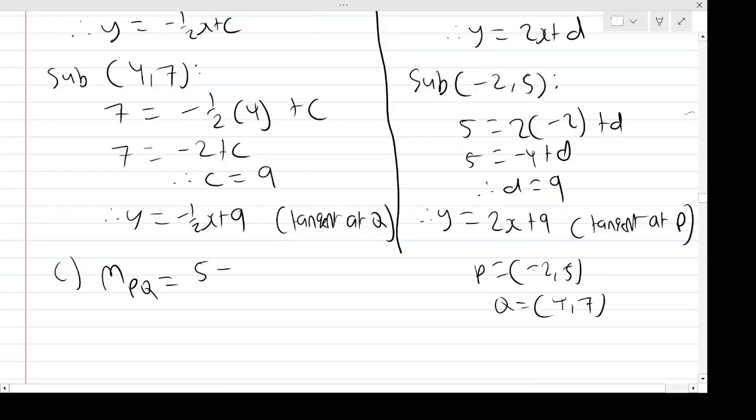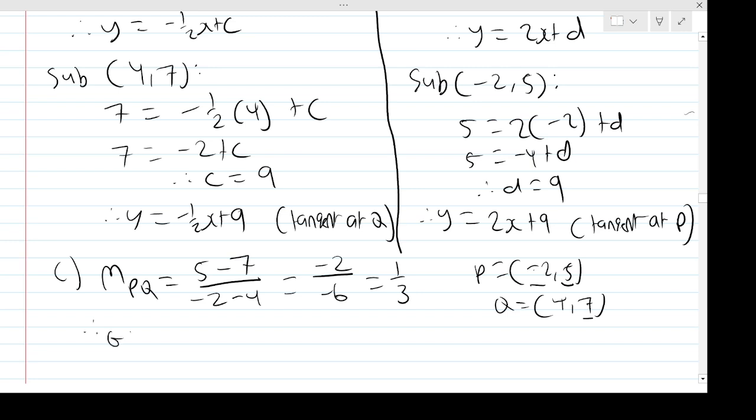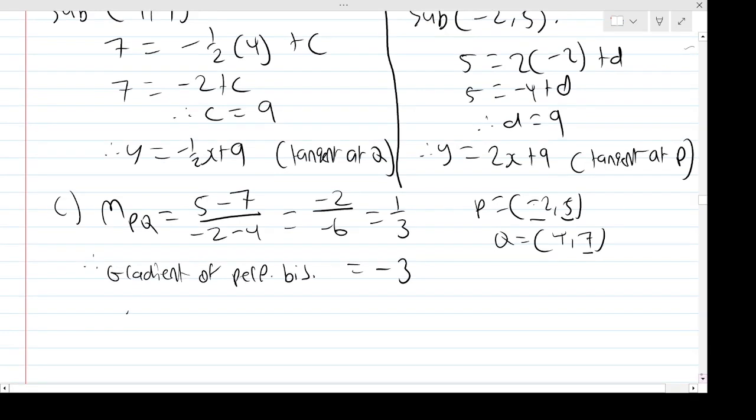Therefore, the gradient, if we take the y at P and take away the y value at Q, would be 5 minus 7, which is -2. Then we do change in x, so -2 for P take away 4, and -2 minus 4 is -6, so that'd be plus a third. Therefore, the gradient of the perpendicular bisector is the negative reciprocal again. So if we flip a third, we get 3, so we get -3.